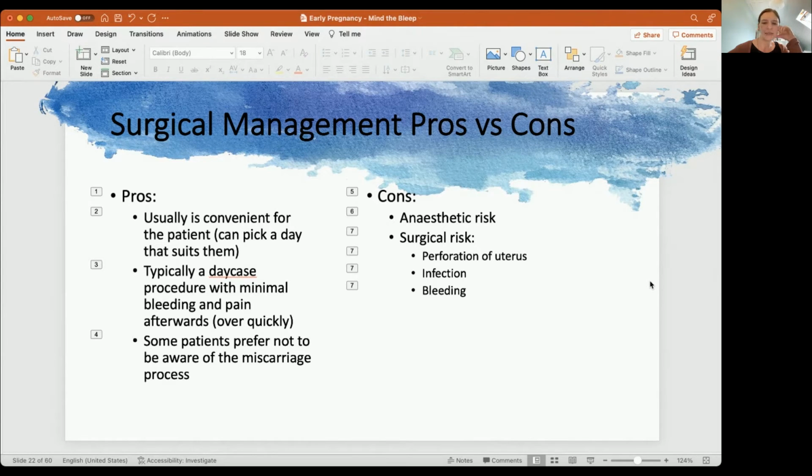Cons, of course, is anesthetic risk. And obviously these days it's difficult to get; it's getting a bit better now. COVID's gone a bit better, but for a while it was almost impossible to do surgical management for patient choice anyway. And then the surgical risk of the procedure: there is a very small risk of perforation of the uterus, about a 1 in 1,000 chance. And of course, we're introducing something into the uterus, so there's a potential of infection. And you can have bleeding at the time of the surgery as well.